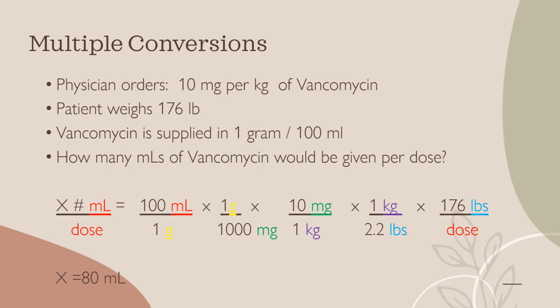And then lastly, we're going to add in what we know about pounds, which is 176 pounds, which will be over dose or just leave it blank. We're going to cancel out all the like units that are the same, and then we are left with mLs per dose. Lastly, we multiply across the numerator, multiply across the denominator, and then solve our math.